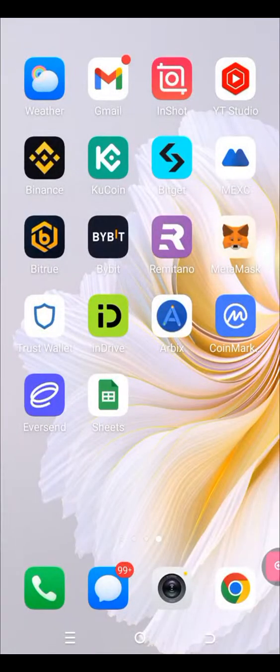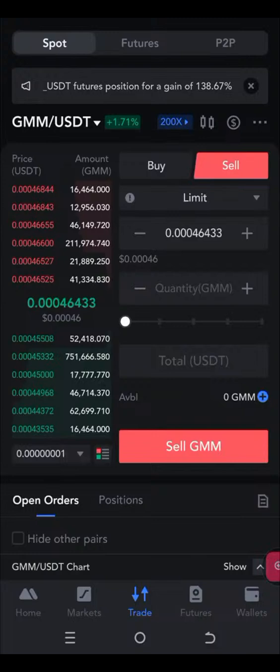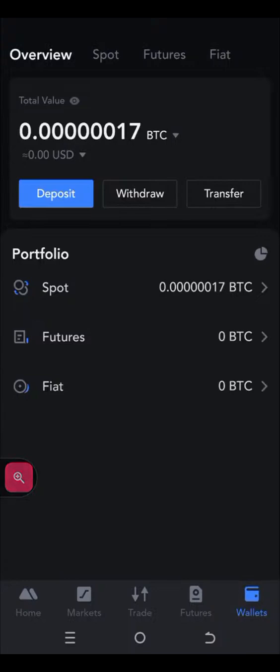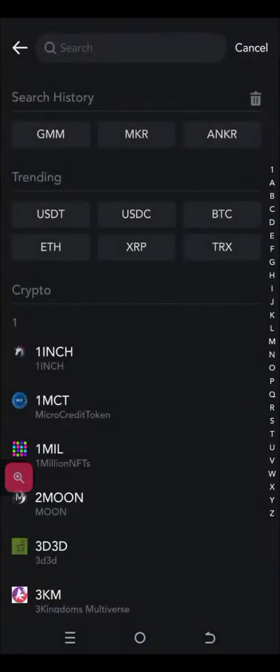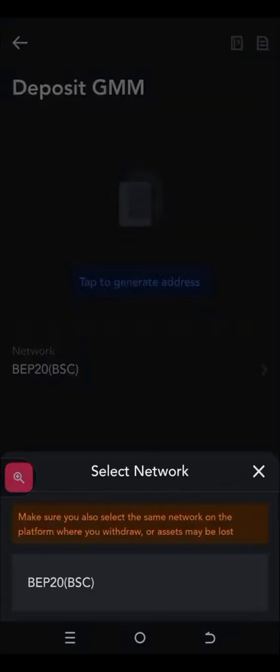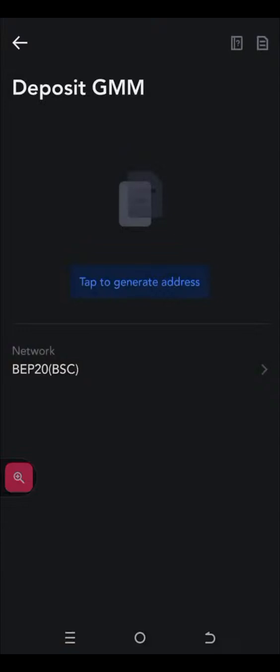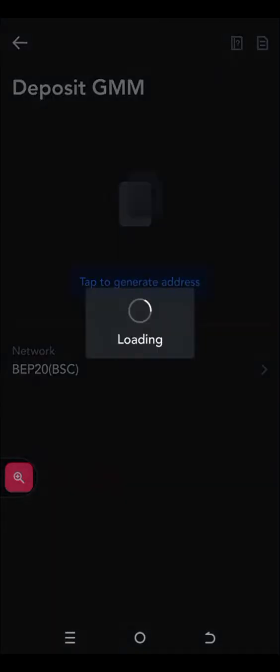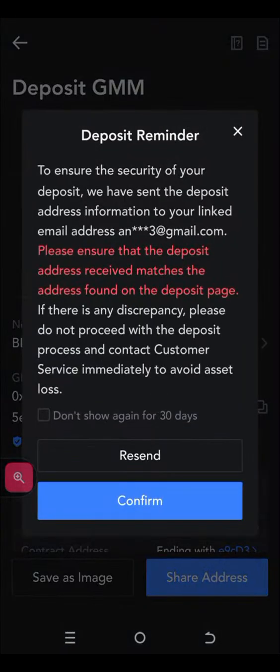So let's go over and put in all the other details. So we're going to go over to Mexi and take every single thing. I hope the price is still good. Let's click on that. If not, we're going to set a sell limit, whatever it is, right? So we want to deposit it, and then we're depositing GMM. Okay, BEP20, right? That's what we want. Okay, we're going to tap to generate it. So let's see. Ensure. All right. Yeah, okay, no problem.